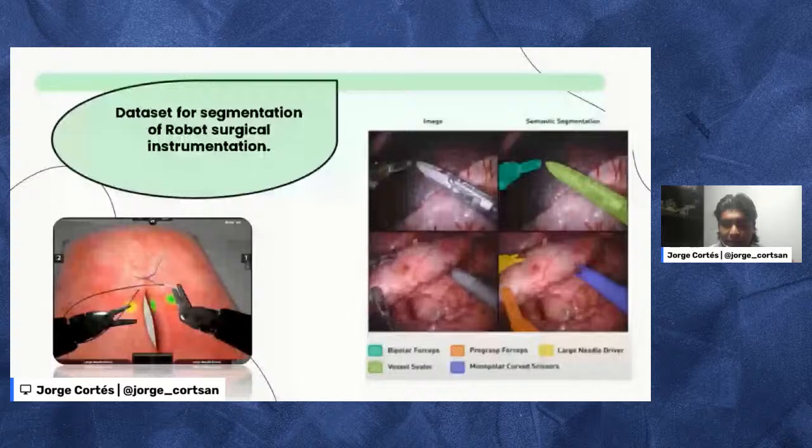For example, in this slide we have the data set for segmentation of robot surgical instrumentation. On the left side, we have a picture that shows the grippers of our robotic arms. On the right side, we have a mesh that shows how the data set helps the robot to identify some surgical instrumentation. For example, the bipolar forceps, the Prograsp forceps, the large needle driver, the vessel sealer, and the monopolar curved scissors. These are some examples of surgical instrumentation.